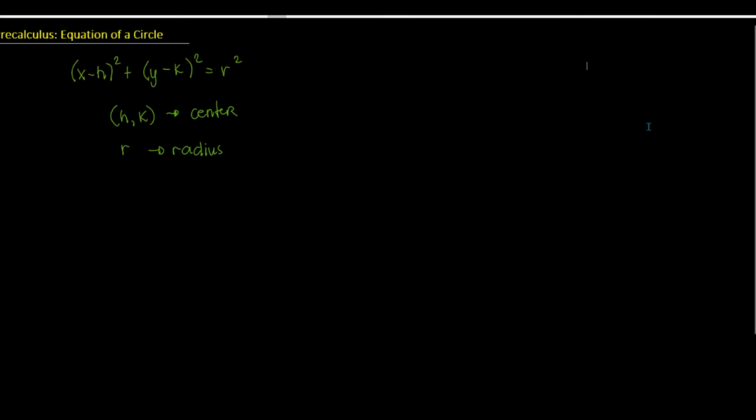Alright, so let's have another example. We are given by this property, diameter, endpoints are negative 5, 2, and 3, 6. How are we going to write the equation of a circle in this case?